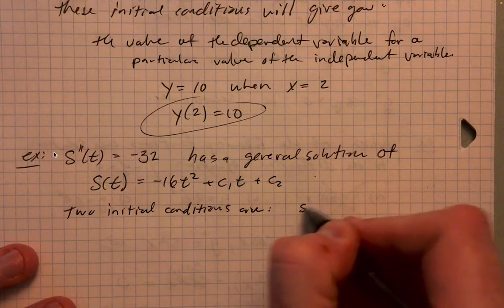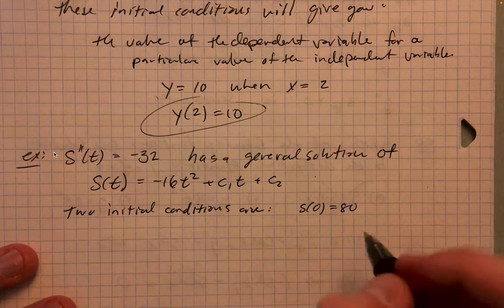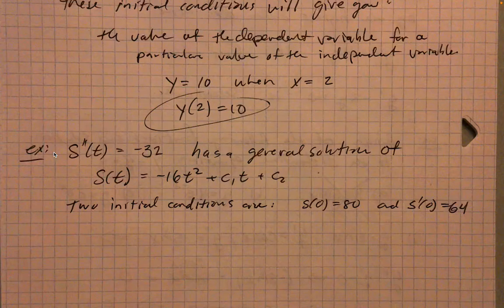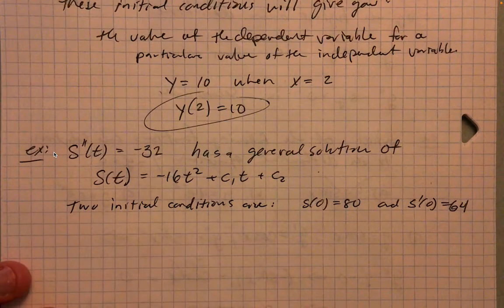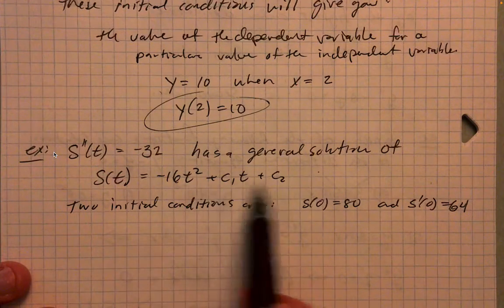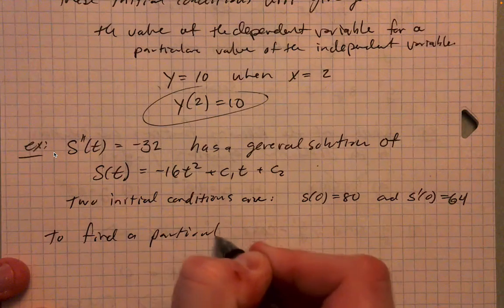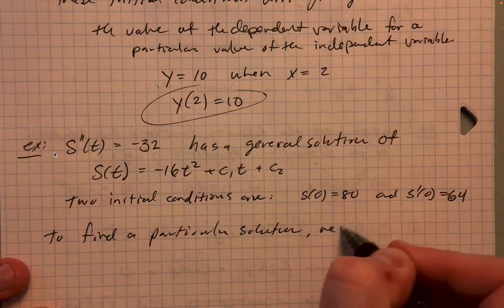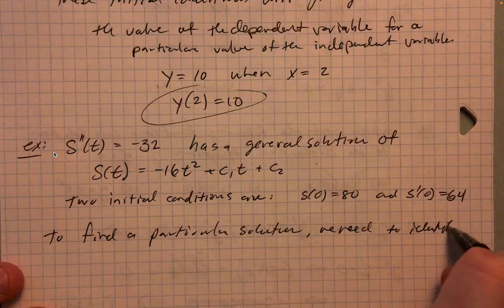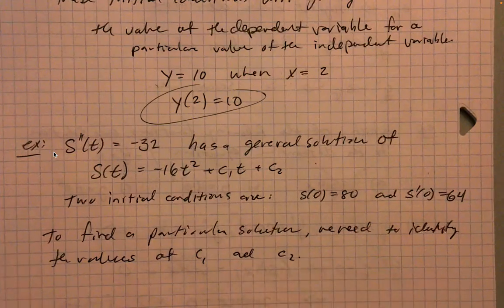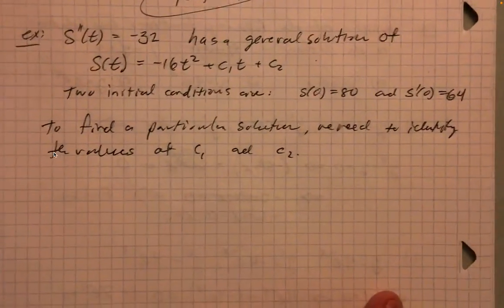So this is the general solution, with two initial conditions. Let's say s of 0 equals 80 and s prime of 0 equals 64. Okay, so can we figure out what a particular solution would be? This is the general solution. We need to know what C1 and C2 are. So to find a particular solution, we need to identify the values of C1 and C2. This is all just algebra, really.